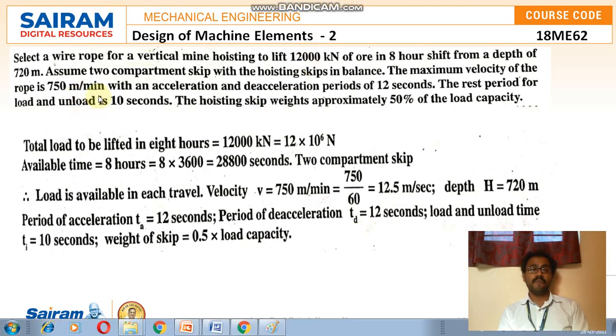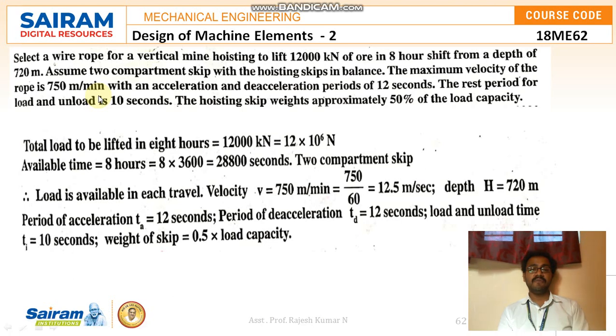So select a wire rope for a vertical mine hoisting to lift 12,000 kilonewton of ore in 8 hours, from a depth of 720 meter. Assume two compartment skip with the hoisting skip in balance. The maximum velocity of the rope is 750 meter per minute with acceleration and deceleration periods of 12 seconds. The rest period for the load and unload is 10 seconds. The hoisting skip weighs approximately 50% of the load capacity.